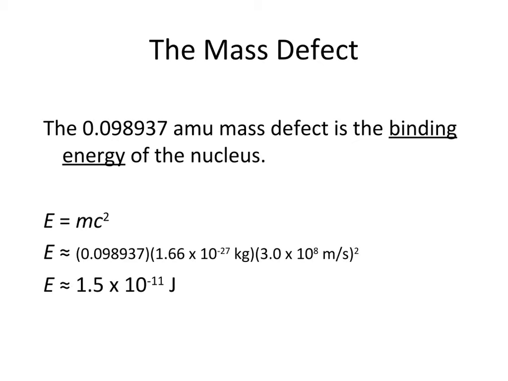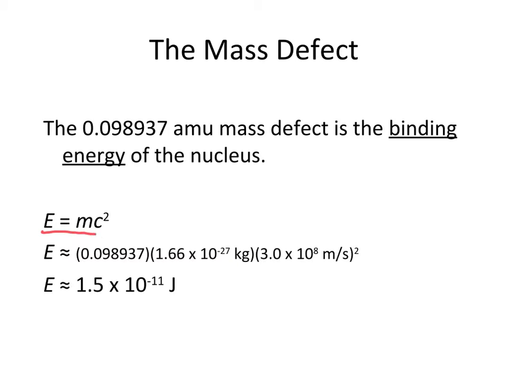So where did that mass go? Well, we can't destroy mass, just as we can't destroy energy. But we can convert mass to energy, and that's what's happened. The 0.098937 AMU of missing mass is called the mass defect, and that's been converted into what we call the binding energy of the nucleus. Let's have a look at how much energy that is.